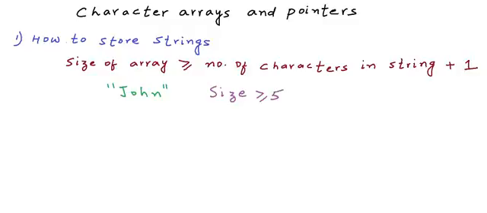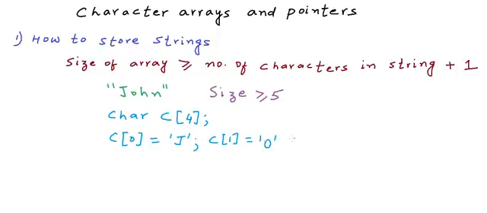Now the obvious question would be, why do we need space for one extra character? Isn't it that if we declare a character array of size 4, we can store all the characters in John? J will go at the 0th index, O will go at the 1st index, H and N will go at the second and third index respectively. So I'm storing all the data, isn't it?